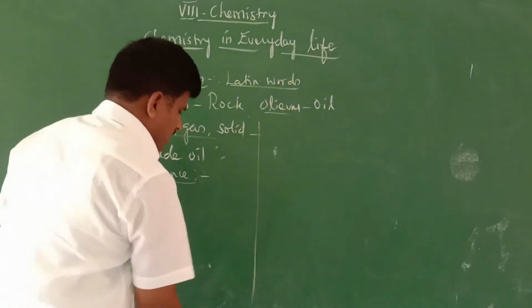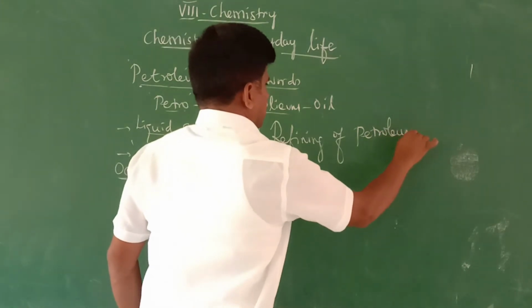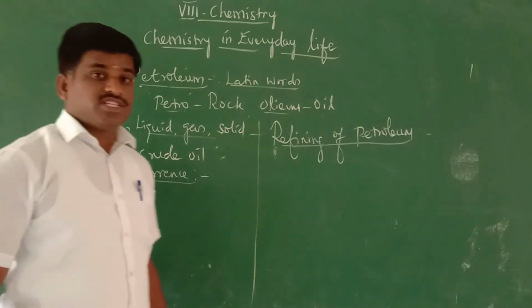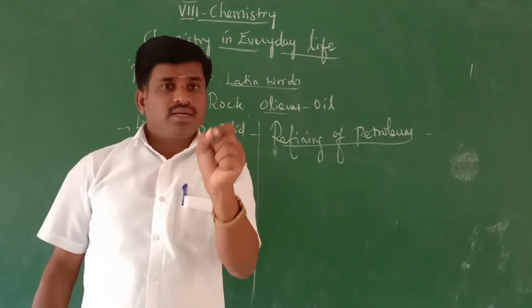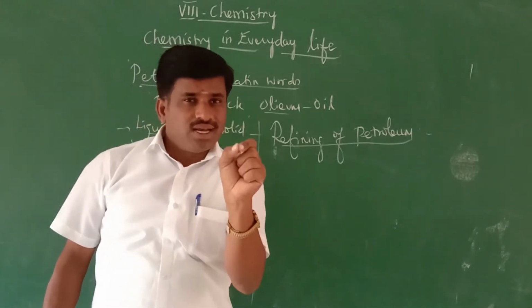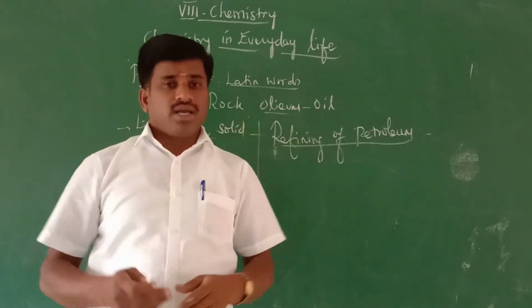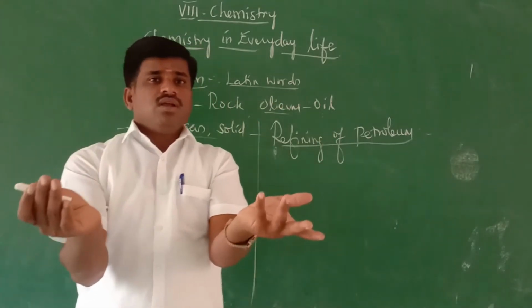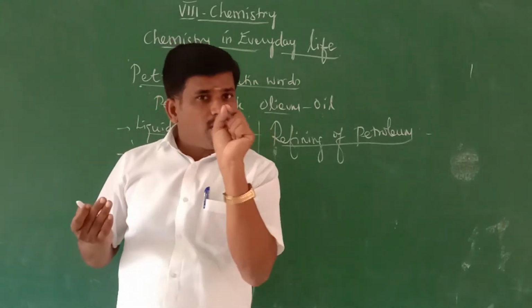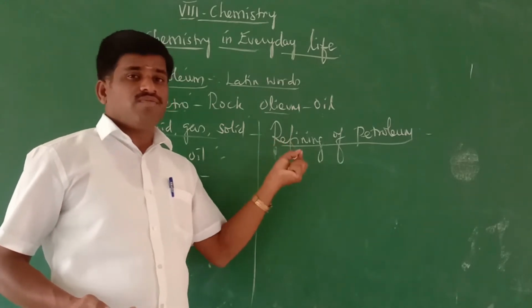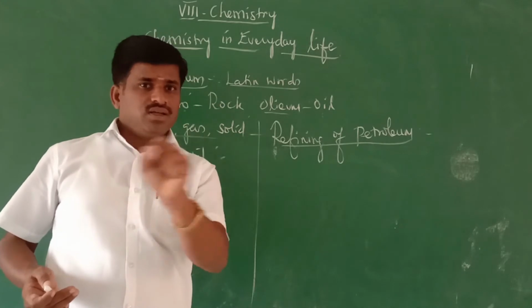Next we are going to see refining of petroleum. Refining is the process of separating different petroleum products from the crude oil. Even the crude oil contains a mixture of unusual waste products. From that, we separate petrol and different kinds of petroleum products. That process is called refining. While separating, we are removing the waste material. That should be kept in mind.